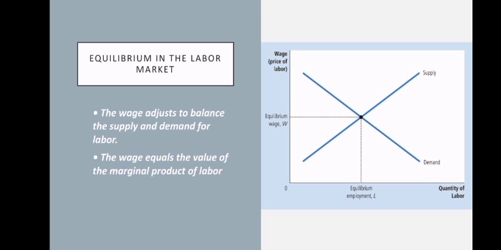Any event that changes the supply or demand for labor must change the equilibrium wage and the value of marginal product by the same amount, because these must always be equal.